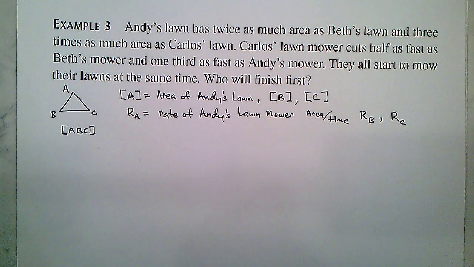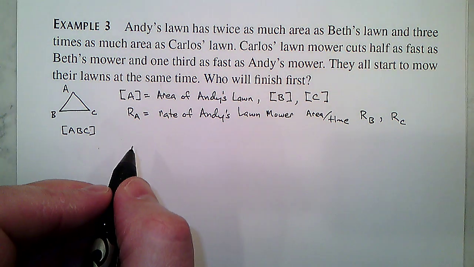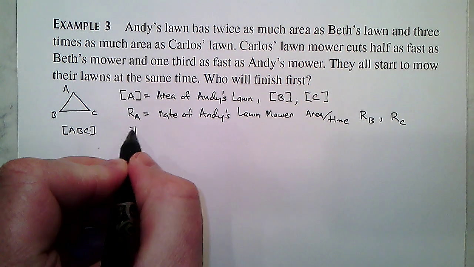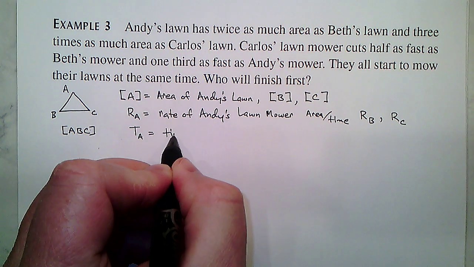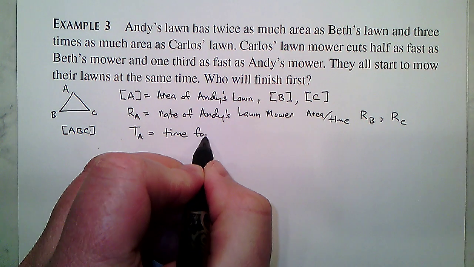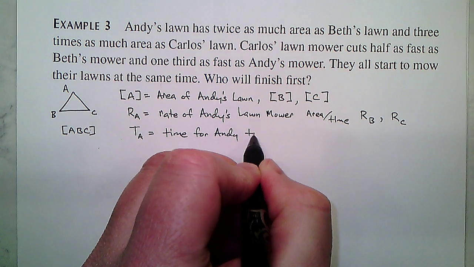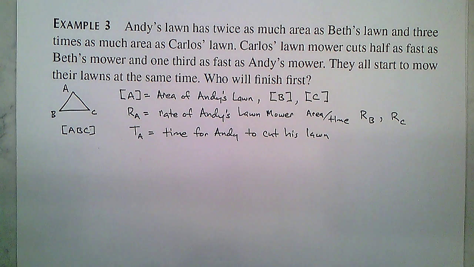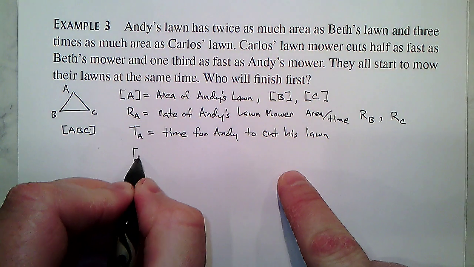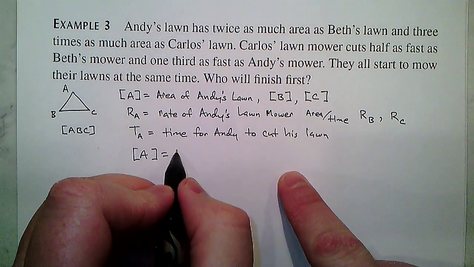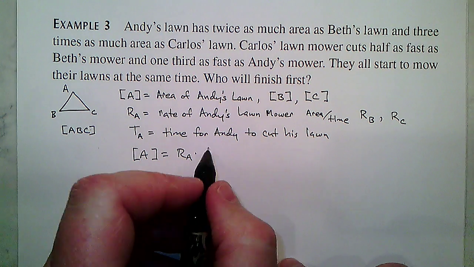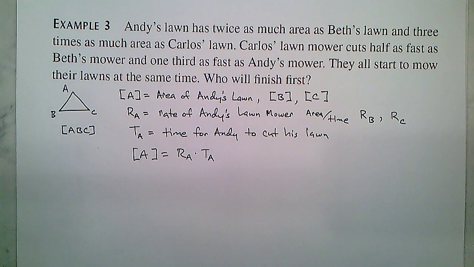Now let's try to translate all of this. What does this all mean? If TA equals the time for Andy to cut his lawn, then I'm assuming the total area that Andy cuts is the rate of his lawnmower times the time. This is kind of like distance equals rate times time. So that's the relationship I'm working with here.